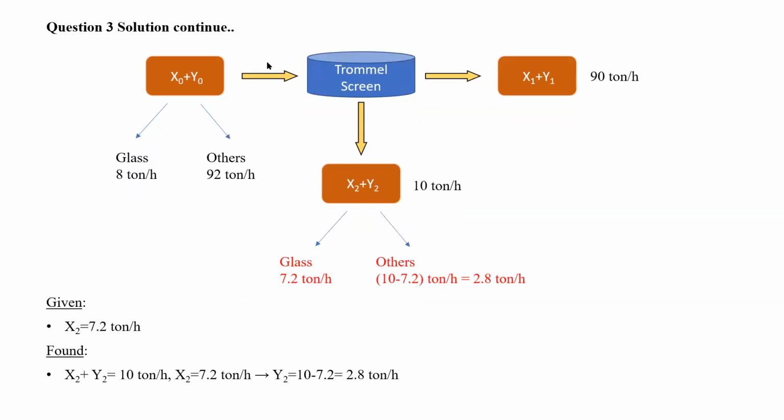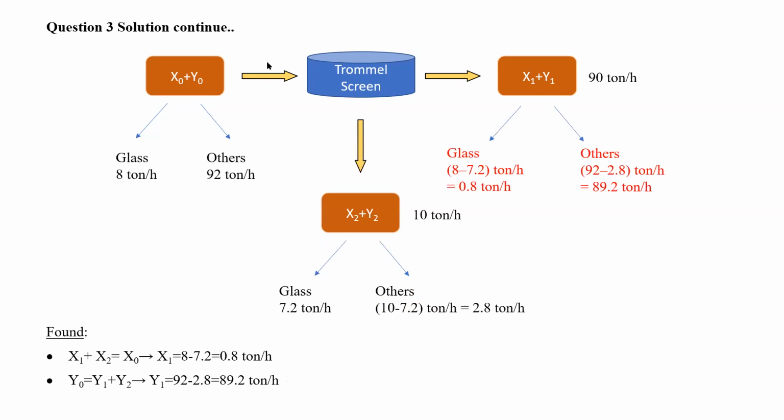In this way, we have completed the required information in the feed flow part. And now let's continue with the underflow part. In the question, the mass of glass in this part is given as 7.2 tons per hour. And as we discussed before, the overall mass of this part is equal to 10 tons per hour. Therefore, the mass of other components can be calculated as 2.8 tons per hour by subtracting the glass amount, which is 7.2 tons per hour, from the 10 tons per hour. And now we have completed the underflow side also, and the only missing part is overflow.